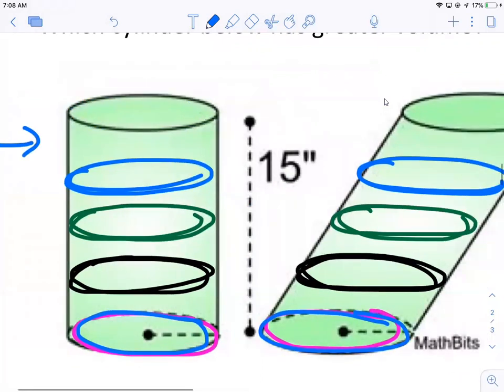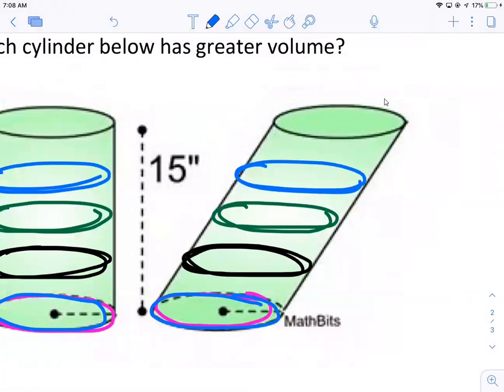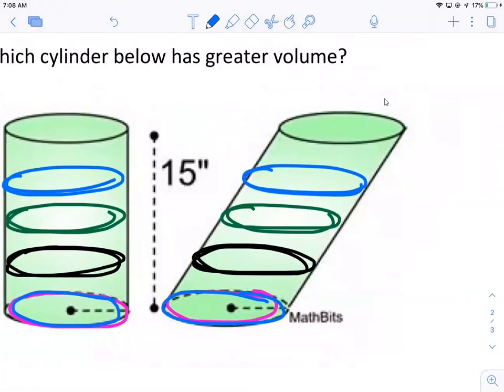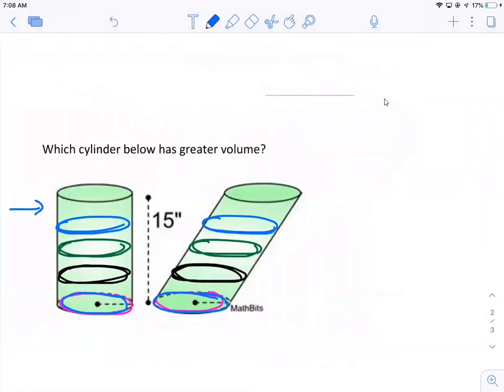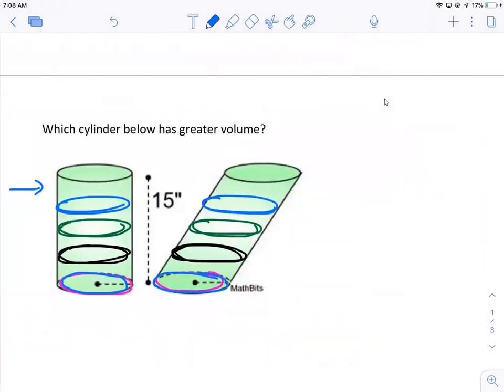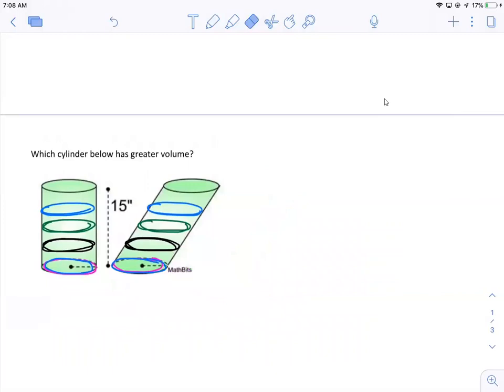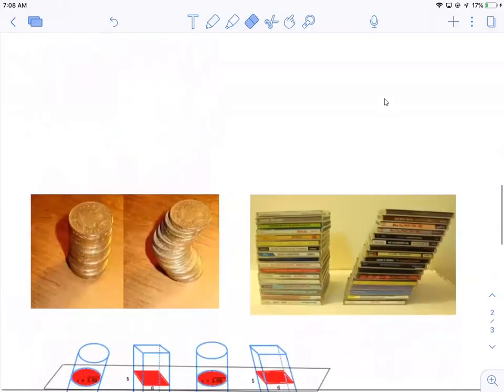And I kind of just pushed it over, right? Just because I changed the shape of it a little bit, I just tilted it, doesn't mean I changed the volume of it. The volume is still going to be the same in both solids. So that's something called Cavalieri's principle.